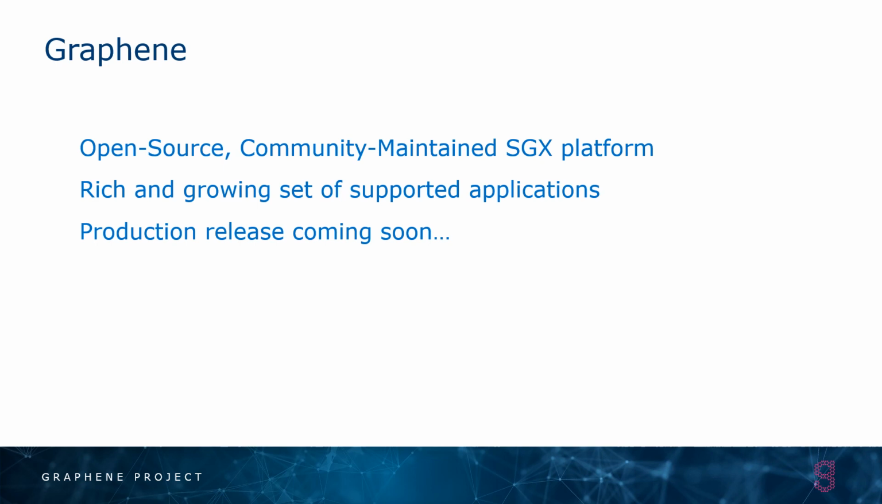In summary, Graphene is an open source, community maintained SGX platform for running unmodified Linux applications, as well as other Linux code. It supports a growing and rich set of applications, and we hope to have a production release coming soon.